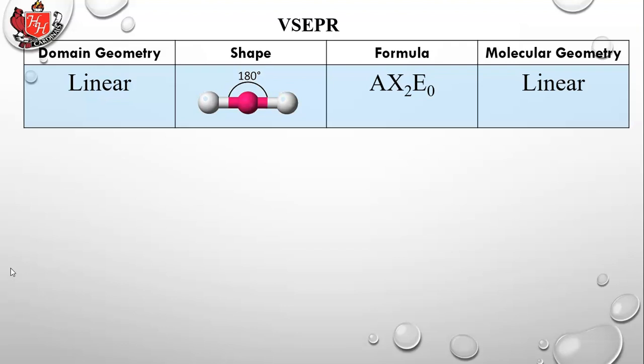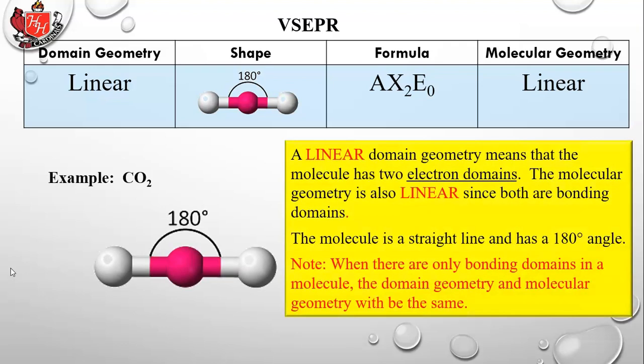So that has a domain geometry of linear. It's going to create a straight line molecule such as carbon dioxide. It also has a molecular geometry of linear because there are no lone pairs. So you'll see some contrast to that in the next few examples. A linear domain geometry means that the molecule has two electron domains. The molecular geometry is also linear since both are bonding domains. The molecule is a straight line and has a 180-degree angle. And the example there is CO2.